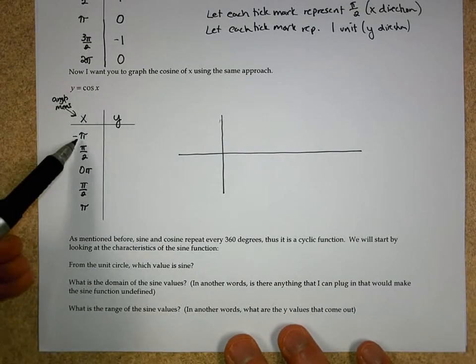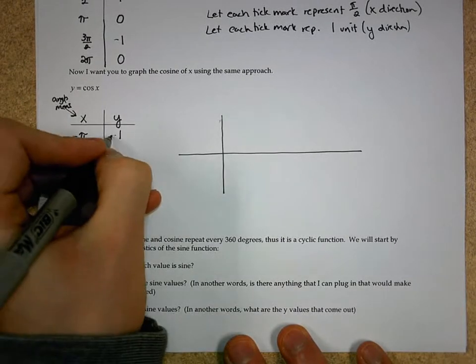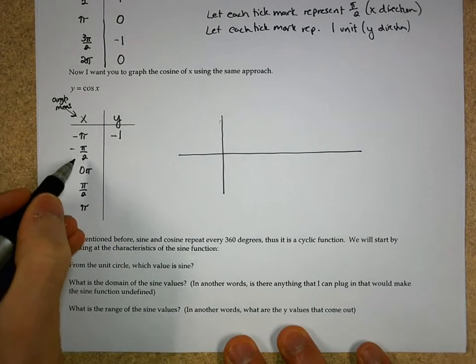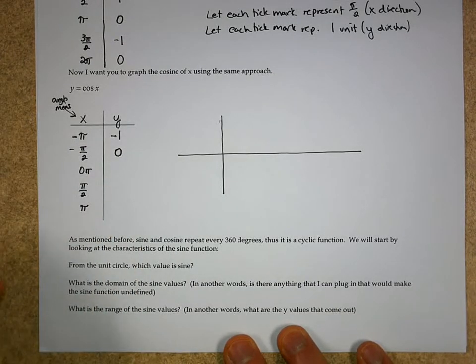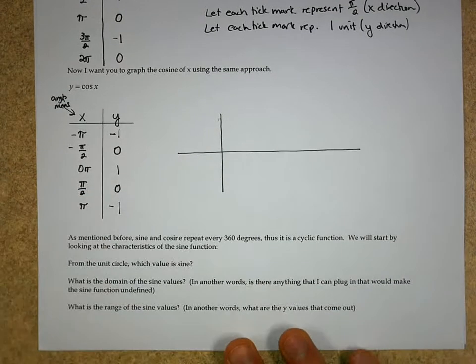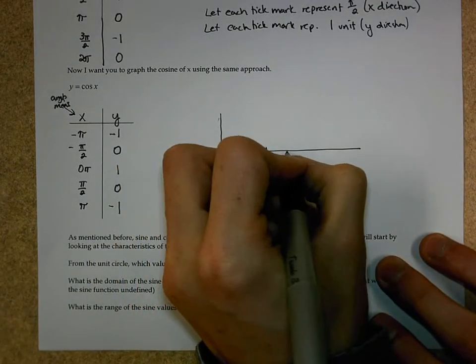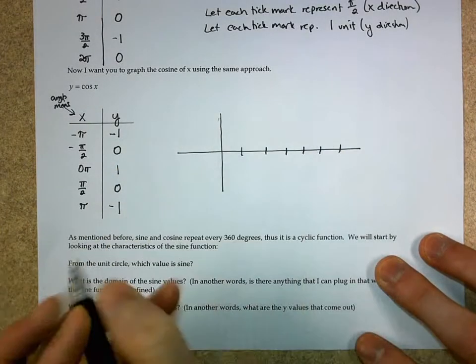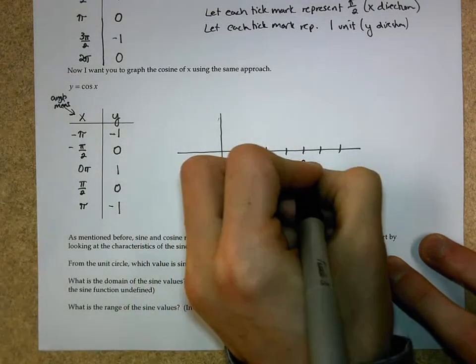The cosine of negative pi is negative 1. The cosine of negative pi over 2 is 0. Cosine of 0 pi is 1. And I'll fill in the rest of my table. Exact same approach as I did with the sine curve. I'm going to let each tick mark represent pi over 2 units.